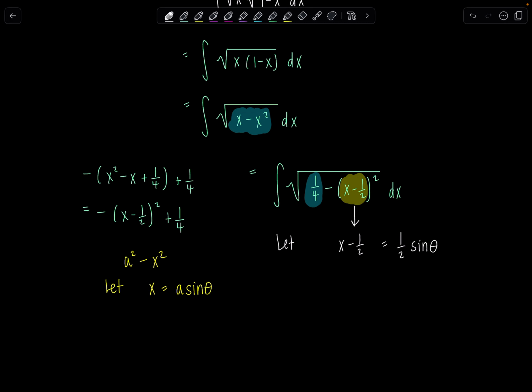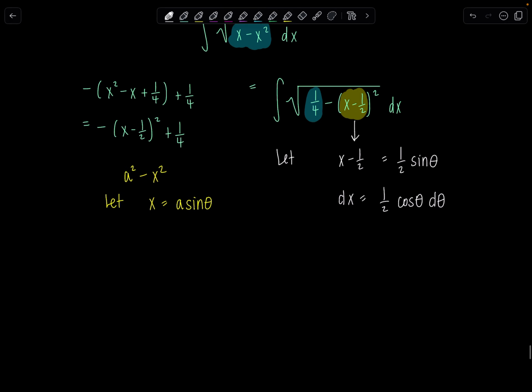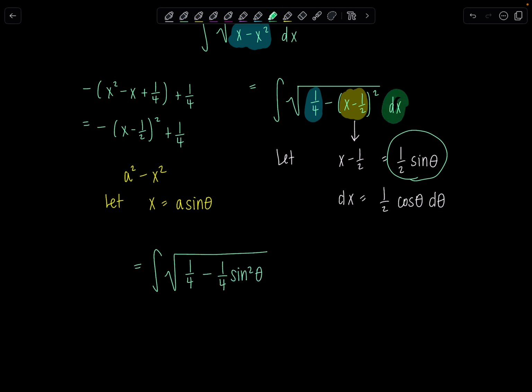And then now we'll differentiate both sides. So dx would be 1/2 cosine theta d theta. And then I'm ready to rewrite my integral now, all in terms of theta. So let's go ahead. We have integral square root 1/4 minus, instead of x minus 1/2 squared, I have 1/2 sine theta squared, which is 1/4 sine squared theta. And then this dx is all of this. So times 1/2 cosine theta d theta.